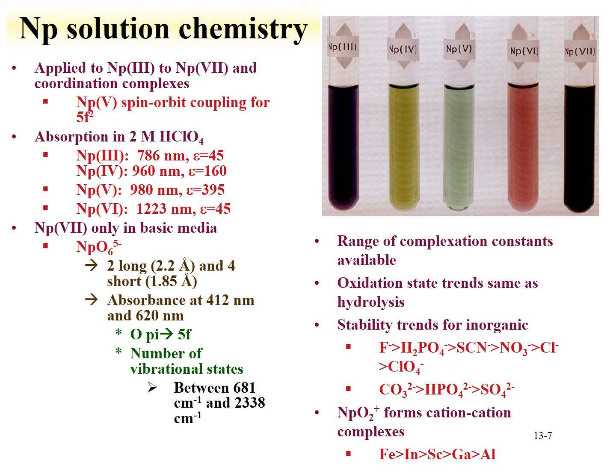And as we discussed with uranium, neptunium can also form cation-cation interactions where the oxygen from neptunium can coordinate with metals listed here, going in strength from iron down to aluminum.